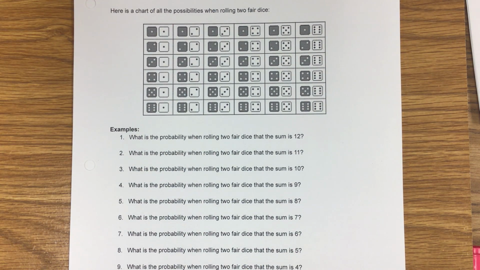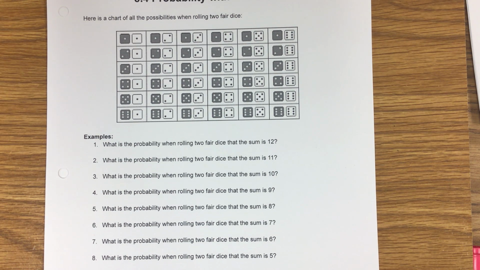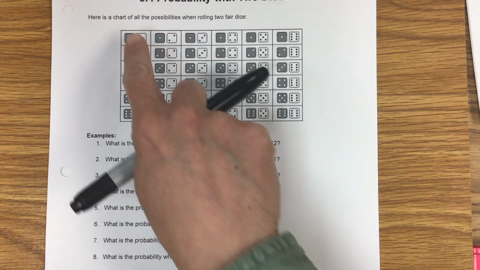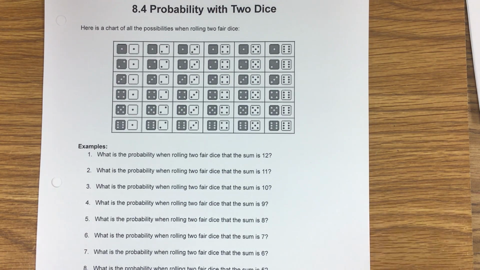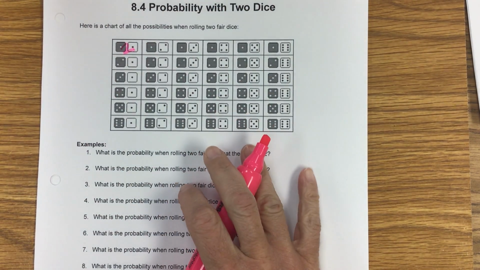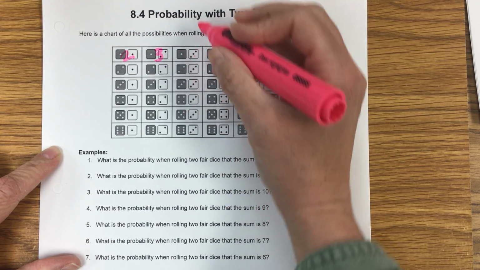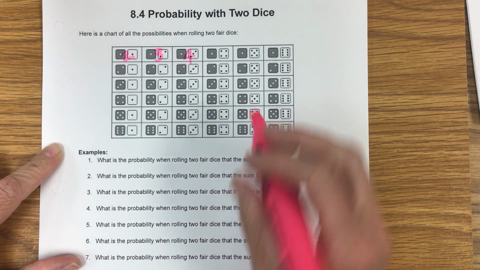It says, what's the probability, when rolling 2 fair dice, that the sum is 12? Well, if you have a sum, that means you're adding 2 things together. So you'd have to go through each of these 36 possibilities and look for which ones add up to 12. When I look at these, I know that 1 plus 1 is 2. 1 plus 2 is 3. 1 plus 3 is 4. I'm going to go through and just write all the sums in pink highlighter right above them.